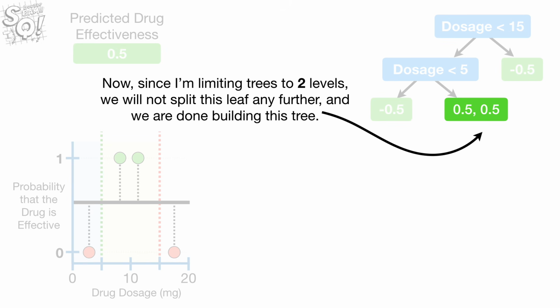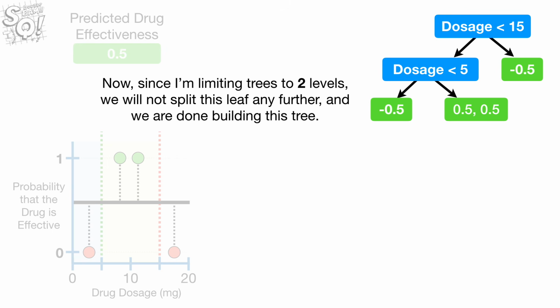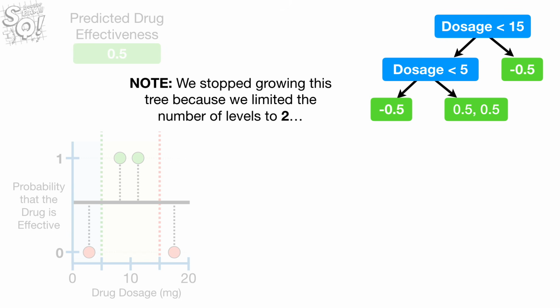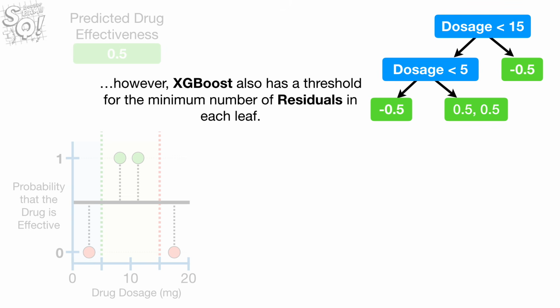Now, since I'm limiting the trees to 2 levels, we will not split this leaf any further, and we are done building this tree. Bam! Note: we stopped growing this tree because we limited the number of levels to 2. However, XGBoost also has a threshold for the minimum number of residuals in each leaf.